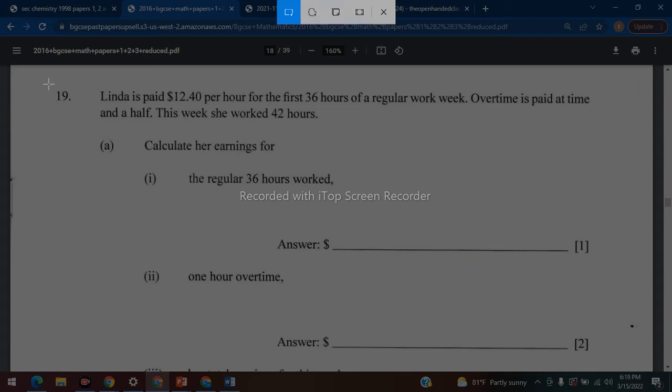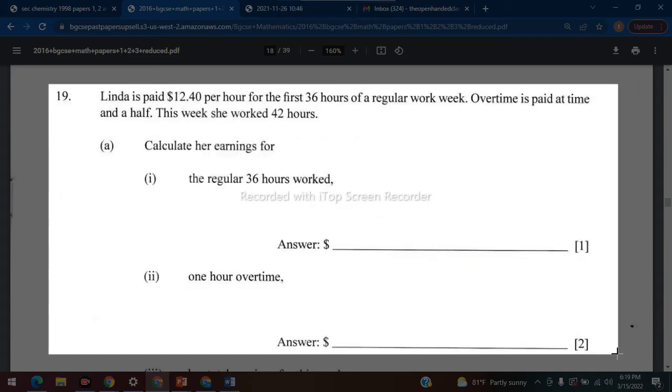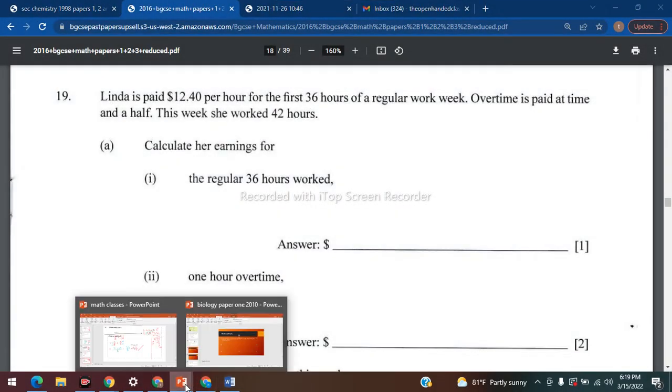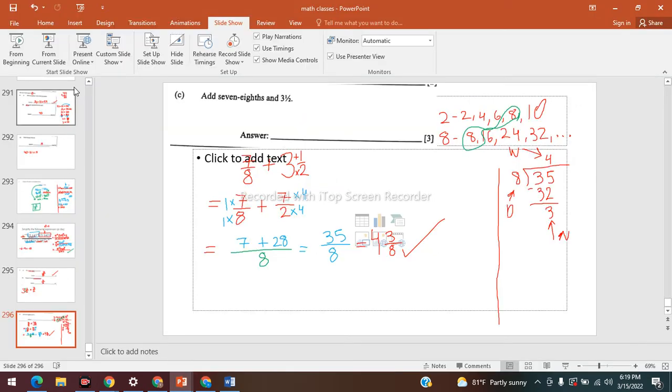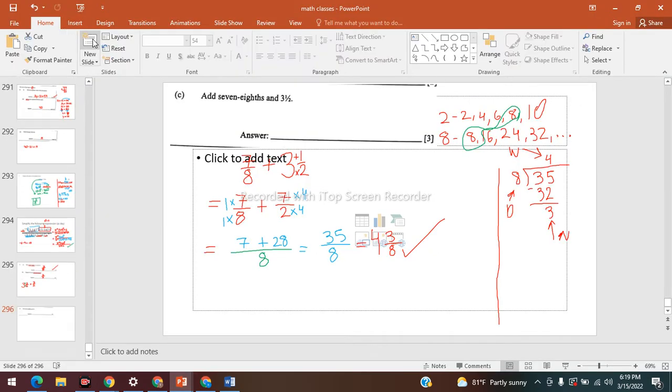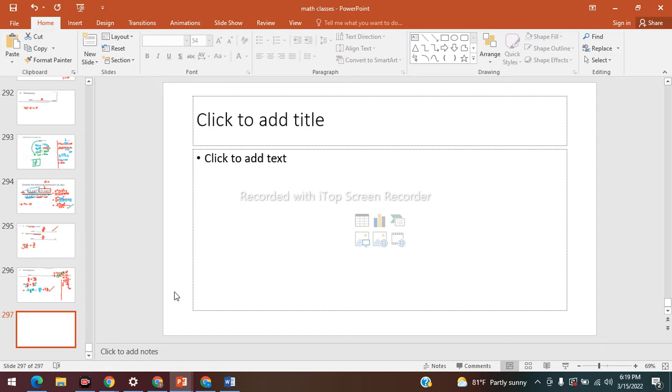So let's do this. Write down the question for me, please. And then write down the solution that I provide. And then send the photo.